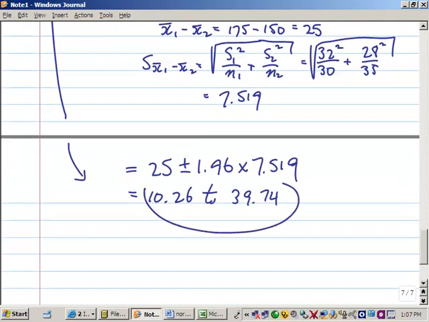So we're saying that we're 95% confident that the true increase in the number of customers from last month to this month is somewhere between 10-ish to about 40 customers. Of course, it's a wide interval. If you want a better estimate, you'd have to take larger samples. But at the moment, that's the end of this problem.